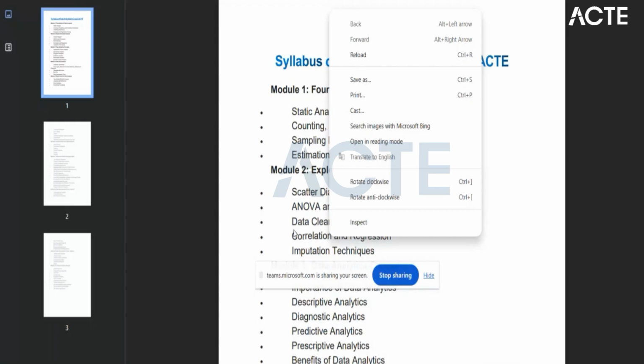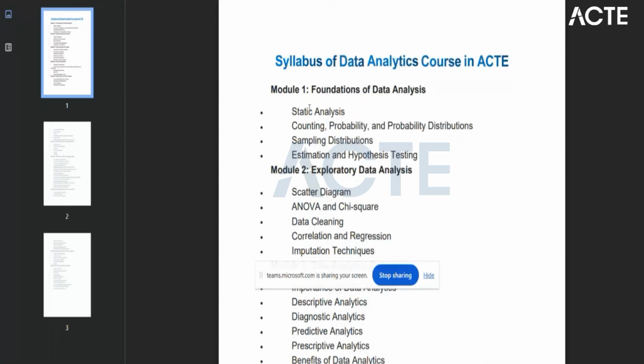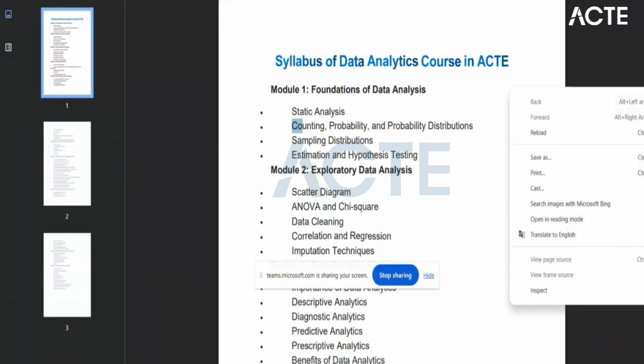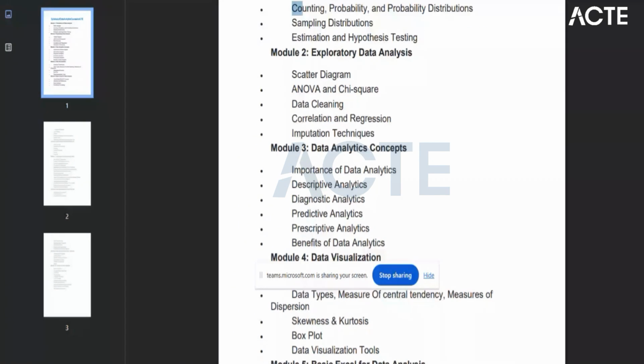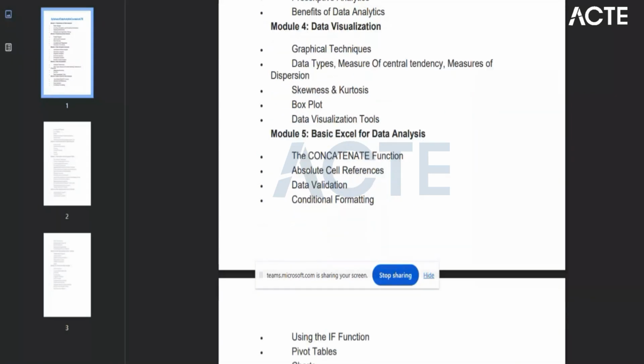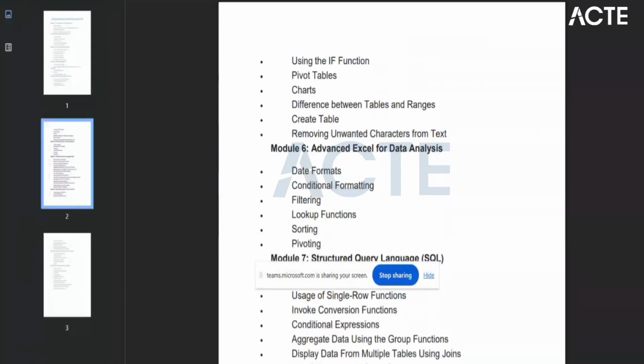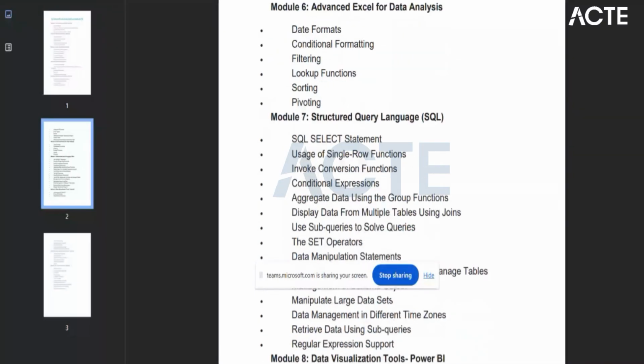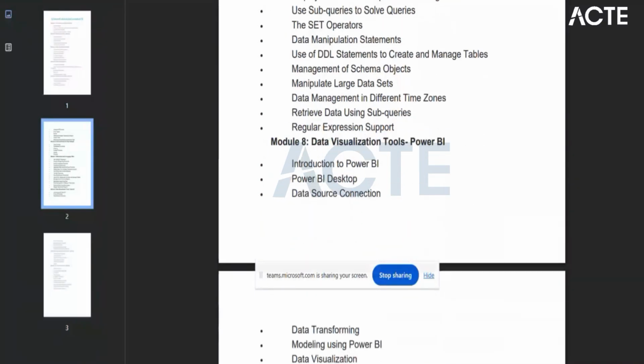So next session is going to be very crucial. Today we talked more about static analysis and counting, and the different kinds of data types and how to read the data within data integrity. Understood?